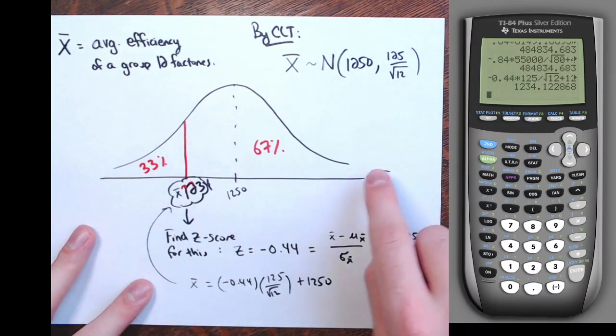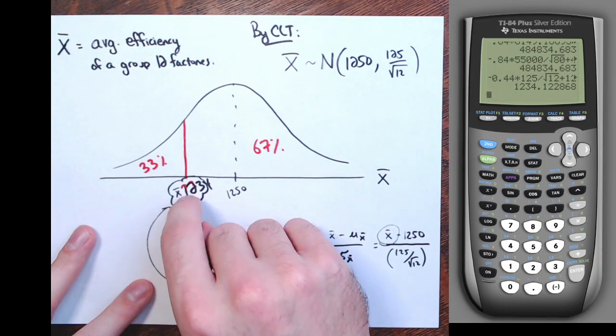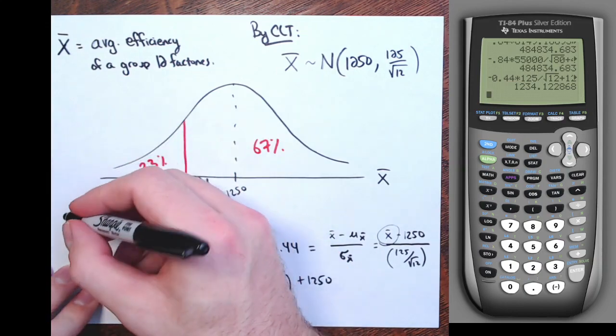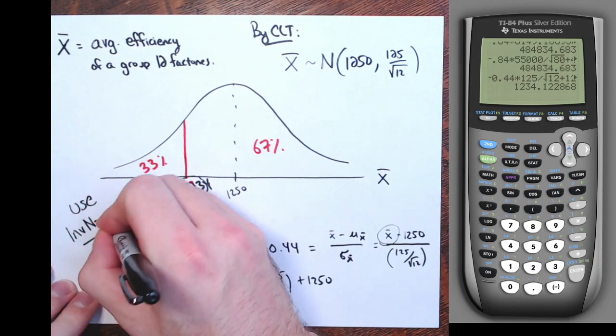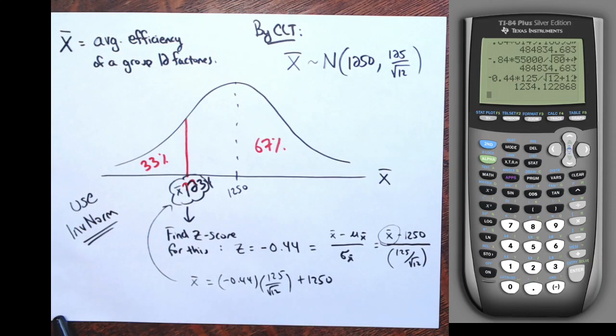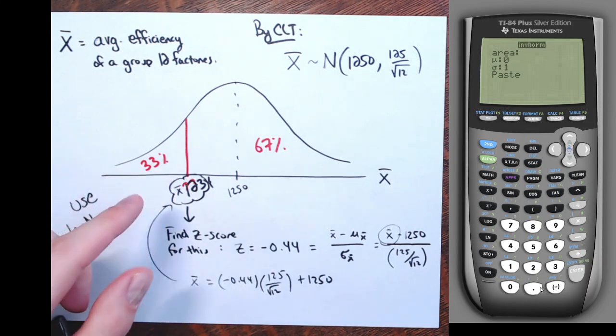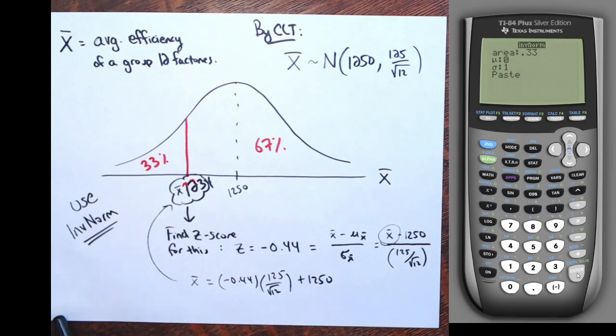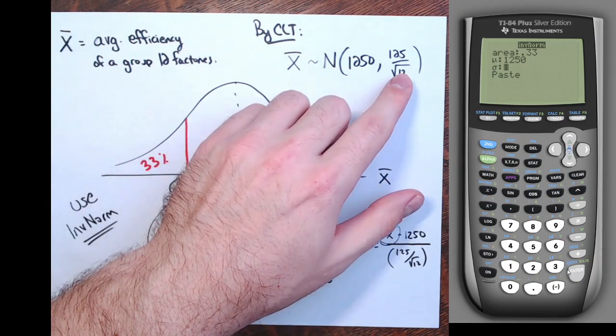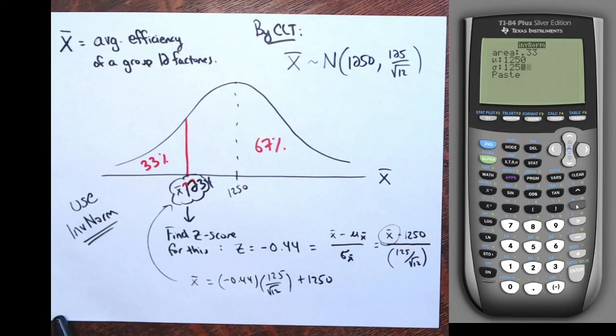Remember the calculator. If I have a normal distribution and I know an area to the left of some value, I can find that value using the inverse norm. You can use that inverse norm on the calculator, and hopefully that sounds familiar from sections 6.1 or 6.2. So remember, I go second to the distributions area, and then right below normal CDF is inverse norm. And then you say, what's the area to the left? 0.33. What's the mean of this distribution? 1250. What's the standard deviation? That was 125 divided by the square root of 12, and I'm going to enter it that way. And then see what we get there.